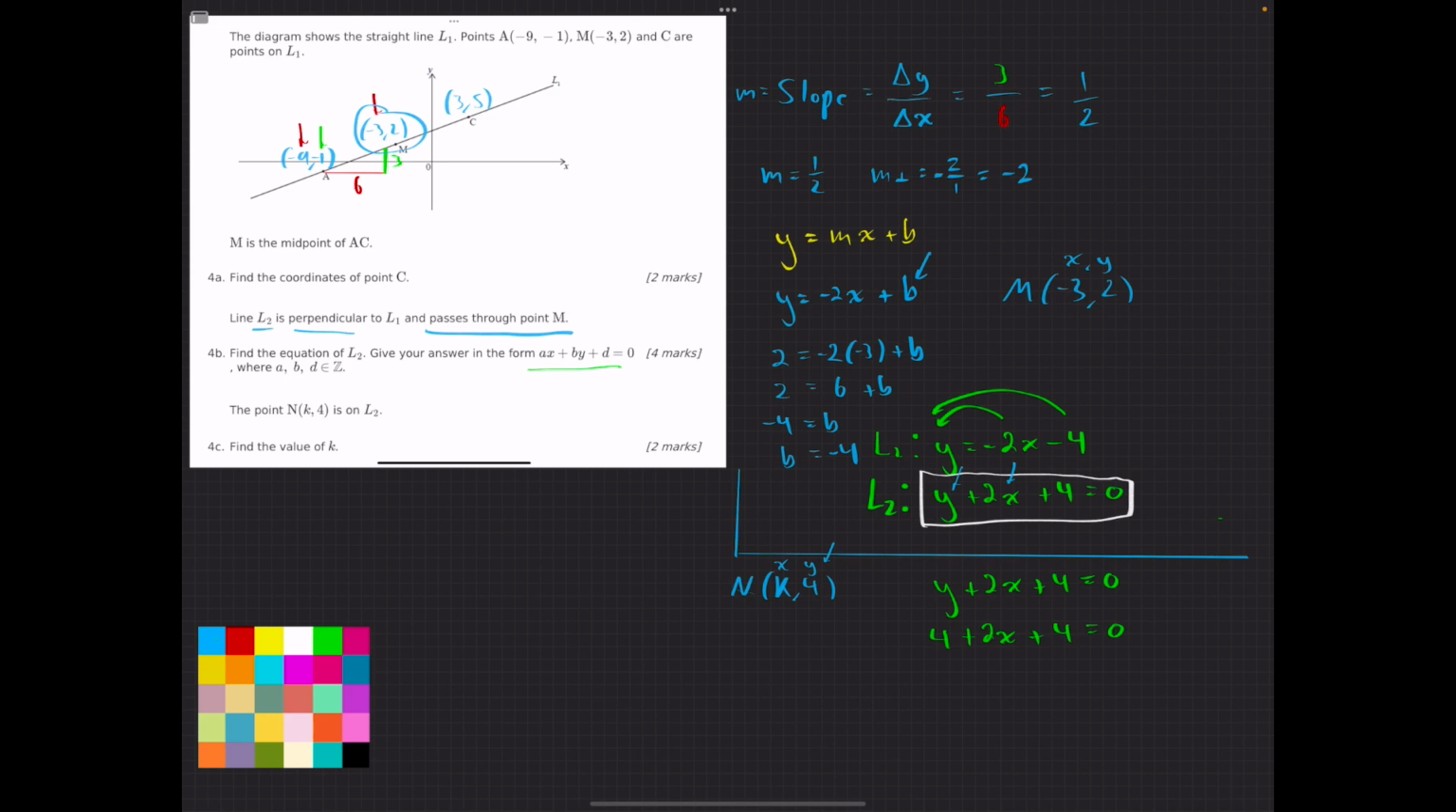This is going to be 4 plus 2x plus 4 is equal to 0. And now suddenly after we put this y value in, we just have an x value left over. So this is going to become 2x plus 8 is equal to 0. 2x is equal to negative 8. Divide both sides by 2. X is going to be equal to negative 4. Okay, and that means that x is equal to negative 4 when y is equal to 4. And so what does that mean? Well, that means k itself is equal to negative 4. And I think that's it. Let's go ahead, box that in, and I think that finishes question 4.